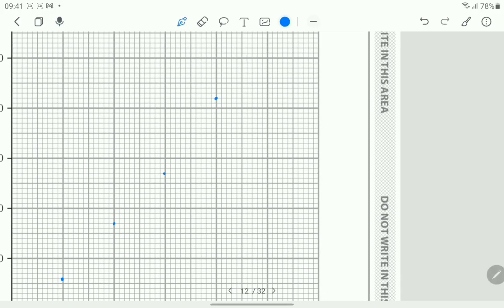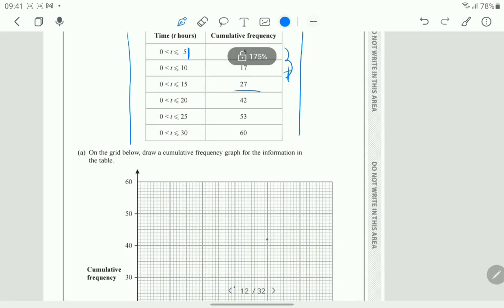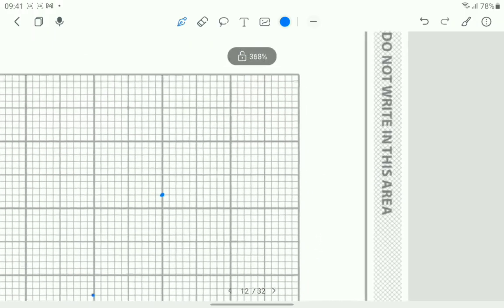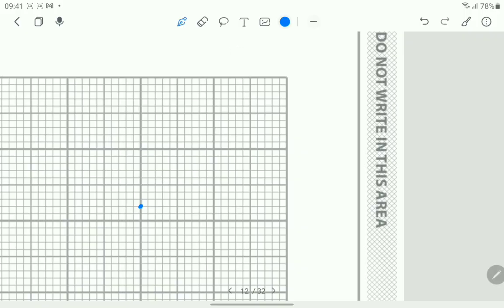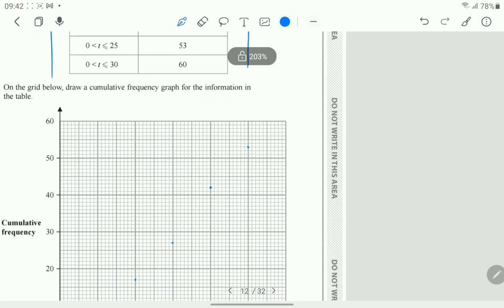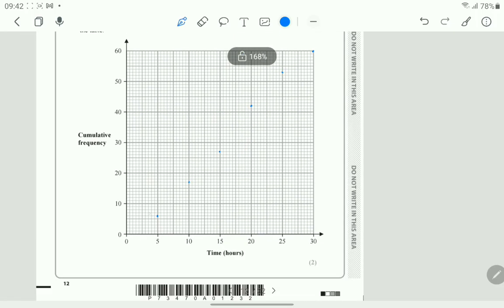A lot of students tend to get it confused with a bar chart when it is not a bar chart. It would be a bar chart if we weren't given cumulative frequency. So keep that in mind for your exam. 25 and 53, 51, 52, 53, and 30 and 60. This is our final point. Join these and you get our cumulative frequency graph.